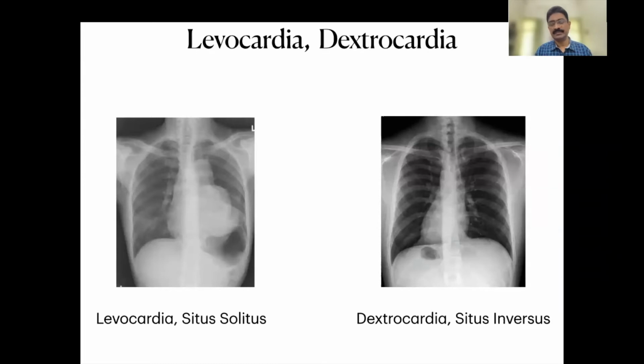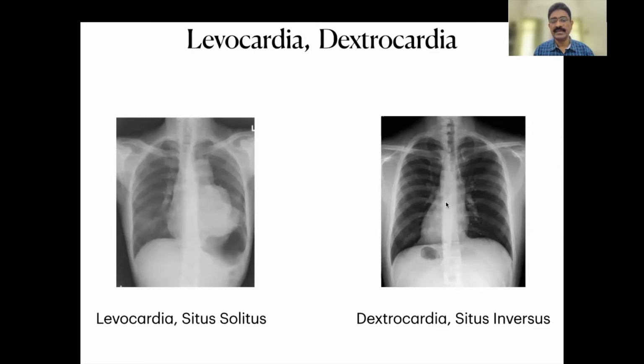Echo for congenital heart disease starts with looking at the X-ray. So this is a levocardia situation where the heart is predominantly on the left side of the chest. The base to apex orientation is from right to left and towards the left. Whereas in dextrocardia, the heart is predominantly in the right hemithorax, and the situs may be inverse.